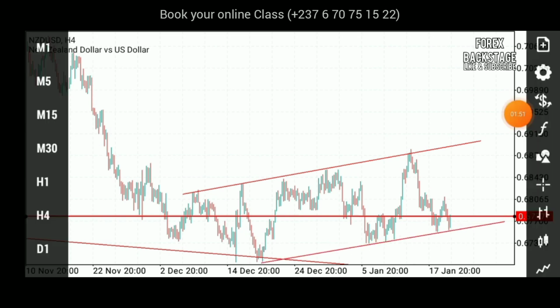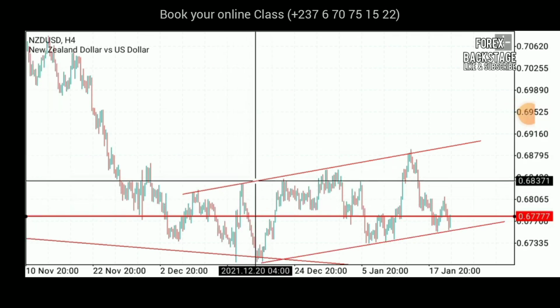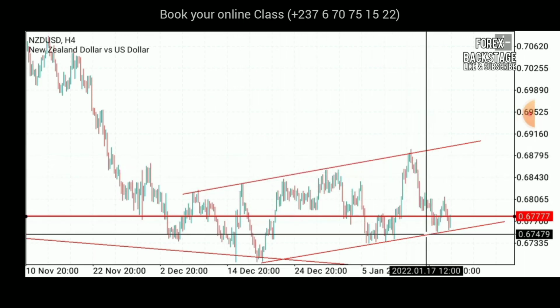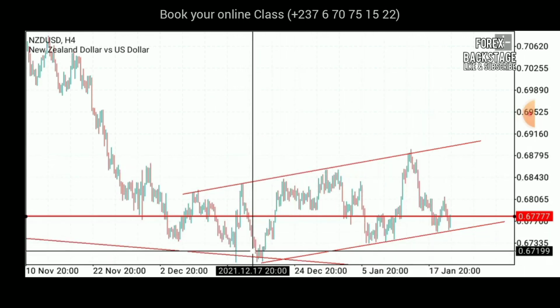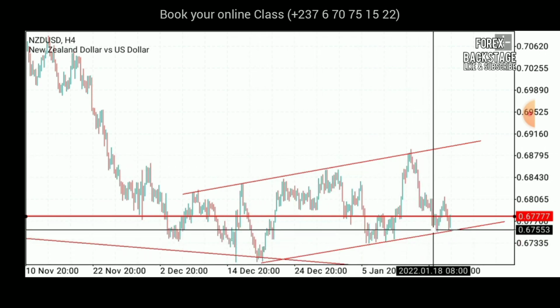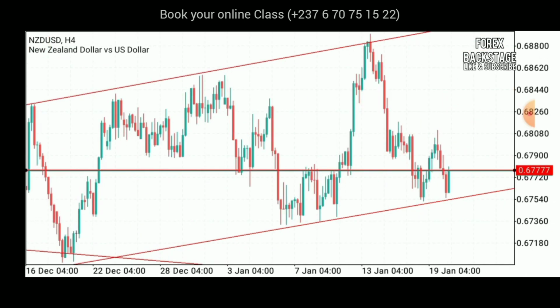You can see for yourself how powerful this trend line is. You can see how price reacts to this trend line, both the upper and the lower trend line. So this is going to give us information on when to enter and when to exit. So let's identify our support and resistance zone.